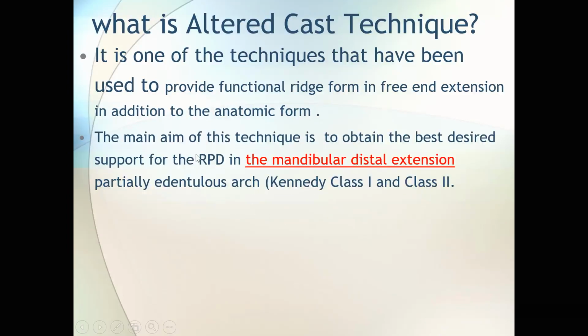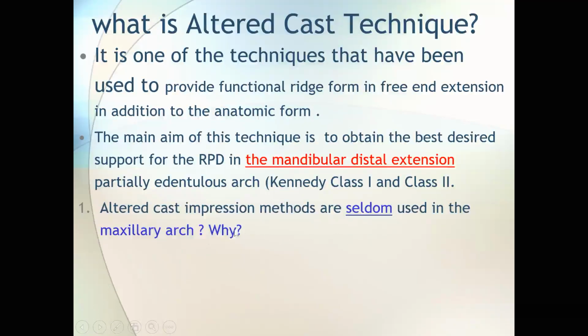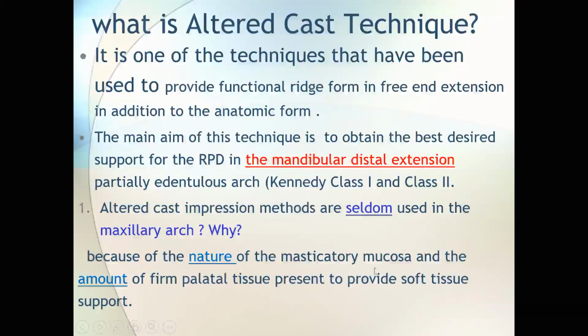So what is the main aim of this technique? The main aim of this technique is to obtain the best desired support for the RPD wearer in the mandibular distal extension. This means Class I and Class II, the free-end extension of the mandible, which means bilateral and unilateral free-end extension. Actually, the altered cast technique is rarely used in the maxillary arch. Why? Because of the nature of the masticatory mucosa and the amount of firm palatal tissue present to provide soft tissue support, which is not the picture in the mandible.